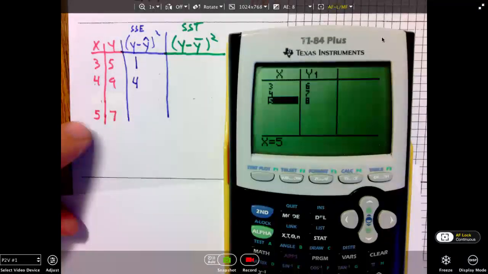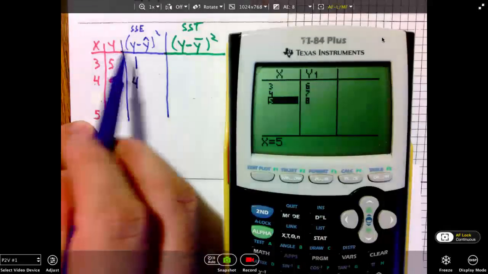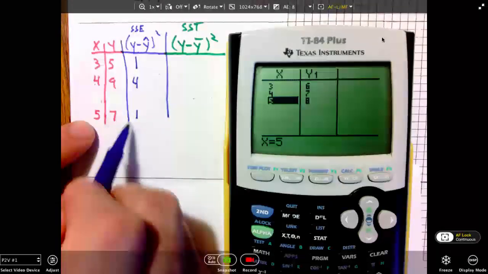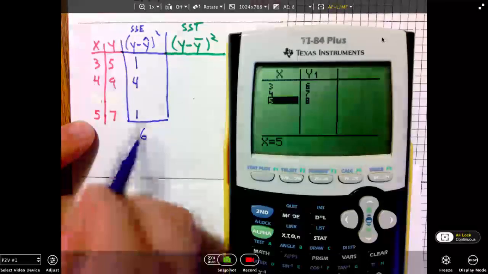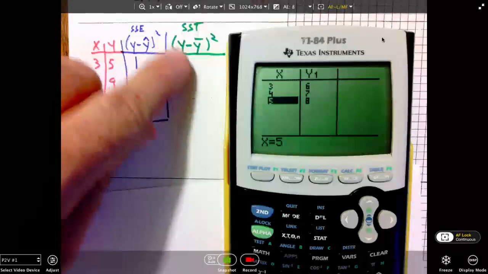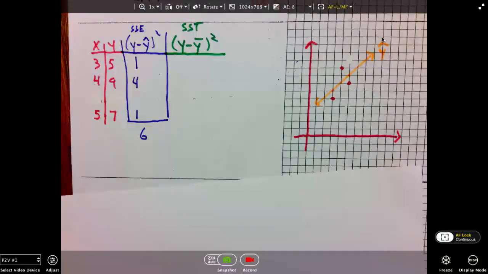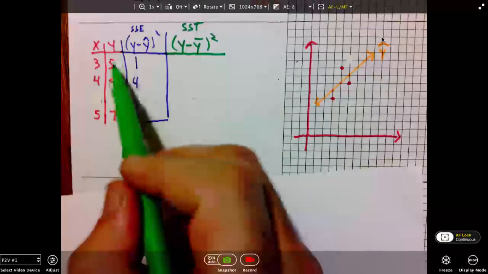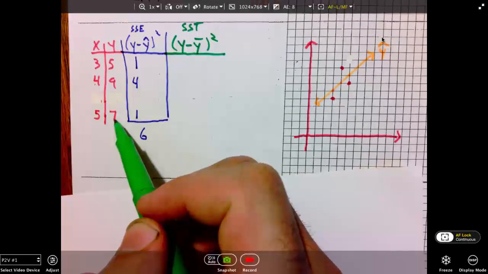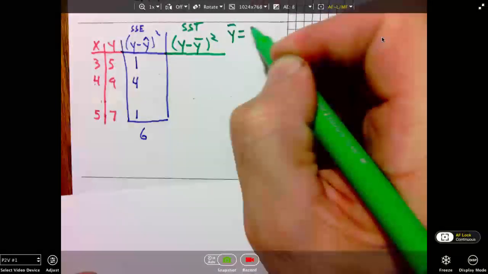Alright. What is 5 predicted to go to? We have it here. 5 is predicted to go to 8. So 7 minus 8 is -1. Quantity squared is 1. The sum of these, my SSE, adding these up is 6. SSE is 6. Alright. Sum of the total squares. I need to find the mean y. Well, adding up my y's, 5 and 9 is 14, plus 7 is 21. 21 divided by 3 is 7. So, in this case, y bar is 7.